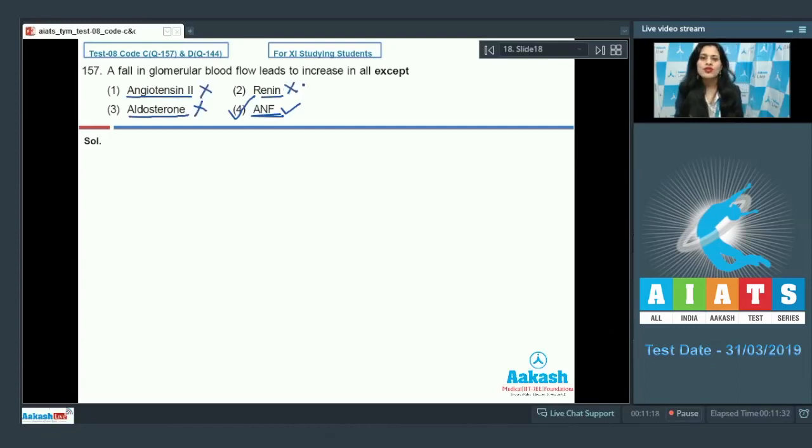These are the hormones which are involved in the RAS pathway. Decrease in glomerular filtration rate activates JG cells to release renin, which converts angiotensinogen into angiotensin 1. And angiotensin 2, which is produced from angiotensin 1, activates the adrenal cortex to release aldosterone. So all these 3 hormones are released when there is a fall in glomerular blood flow or blood pressure. So the correct answer to this question is option number 4. Let's discuss our next question.